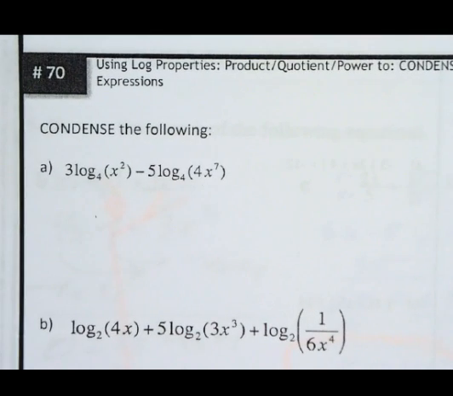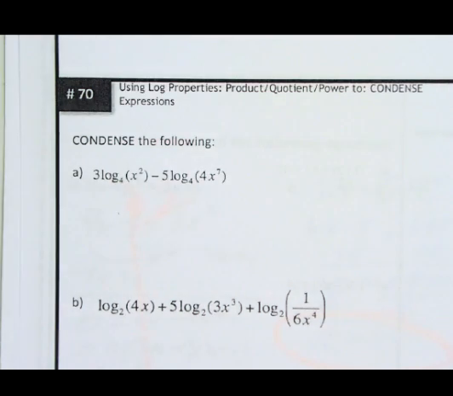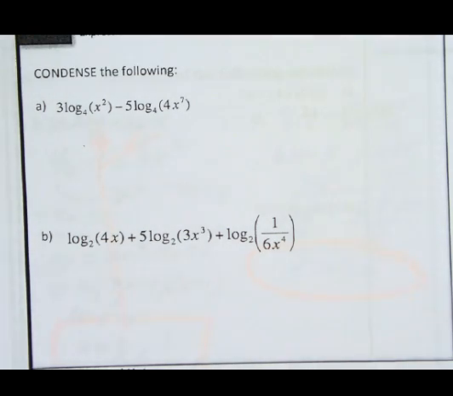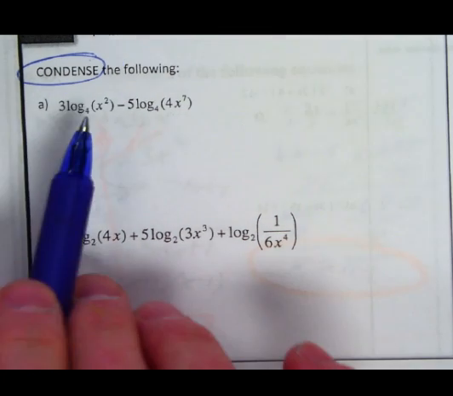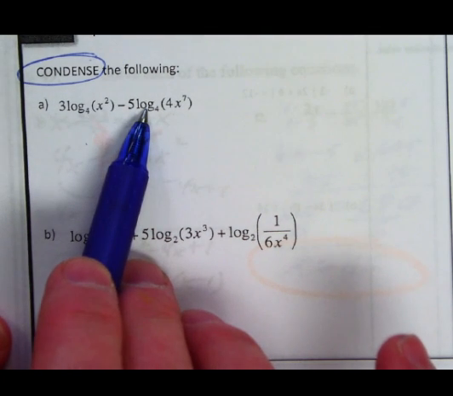All right, welcome to Target 70, condensing logs. Condensing logs is where you start out with 2 or more logs and you want to shrink them down. Right now I want to condense. That means shrink it down. Right now I've got 2 logs. I don't like that. I want to make that into 1 log.